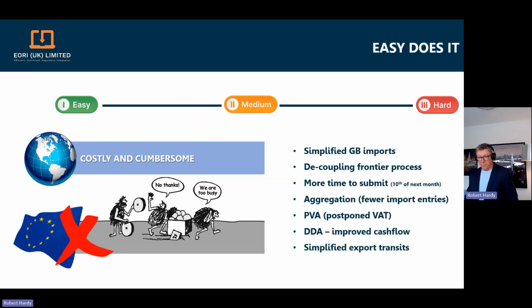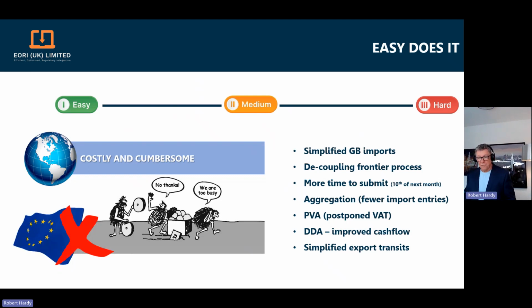HMRC and HMG have put in a number of simplifications, simplified import clearances, the decoupling of the frontier process so that you can have a record at the frontier and an entry as customs declaration later. More time to submit the customs declaration. You've got until the 10th calendar day of the second month. We're not in that 175-day deferred entry scheme anymore. This is CFSP, or lovingly known now as SCDP. But excuse me if I keep calling it CFSP, Customs Freight Simplified Procedures, Simplified Customs Declaration Procedure. There, I've explained an acronym.